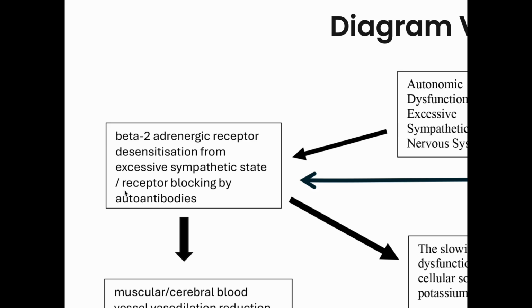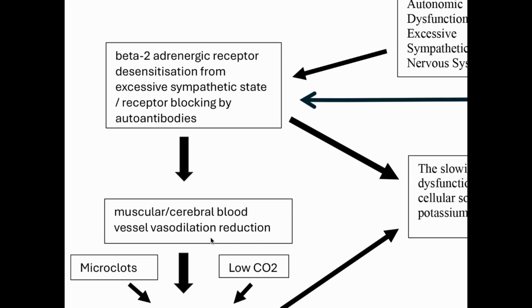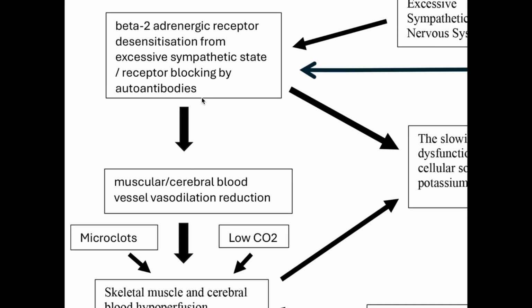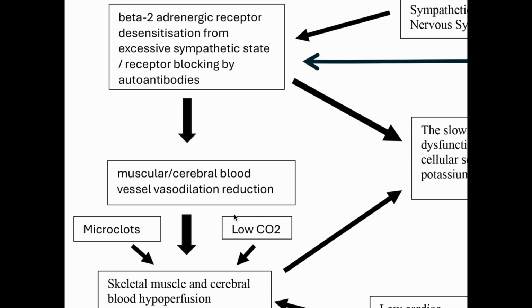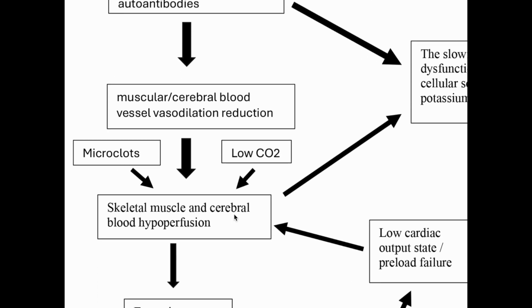Now, I have this part here, receptor blocking by autoantibodies. I'm going to come back to that. I want you just to hold that in your head for the moment. So we have already, as I say, an immediate reason for the muscular and cerebral blood vessel vasodilation reduction and just blood perfusion reduction. And as I say, that leads into then this skeletal muscle and cerebral blood hypoperfusion.